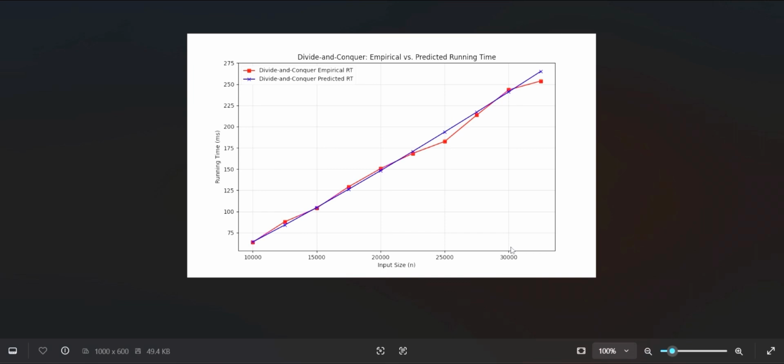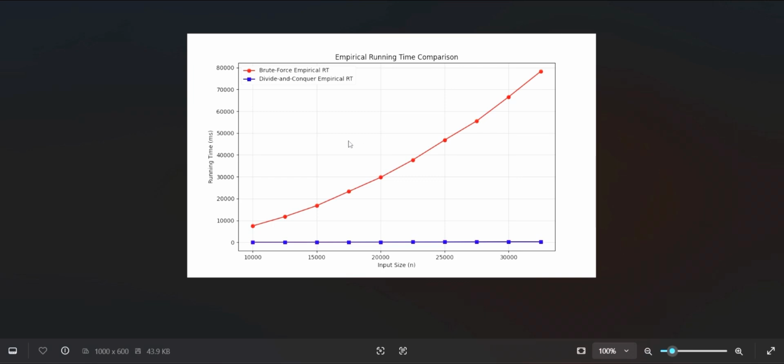And also the empirical comparison graph. Here, the direct side-by-side empirical runtime comparison of both algorithms. Brute force algorithm rapidly increases while divide and conquer algorithm grows much more slowly. At n equal to 32,500 data set, brute force algorithm takes nearly 80 seconds, while divide and conquer algorithm takes just around 250 milliseconds.